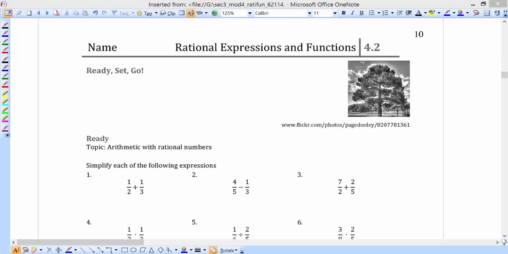4.2 RSG. This homework is very similar to 4.1, so it shouldn't take as long to go over it. But who knows? Let's see how it goes.